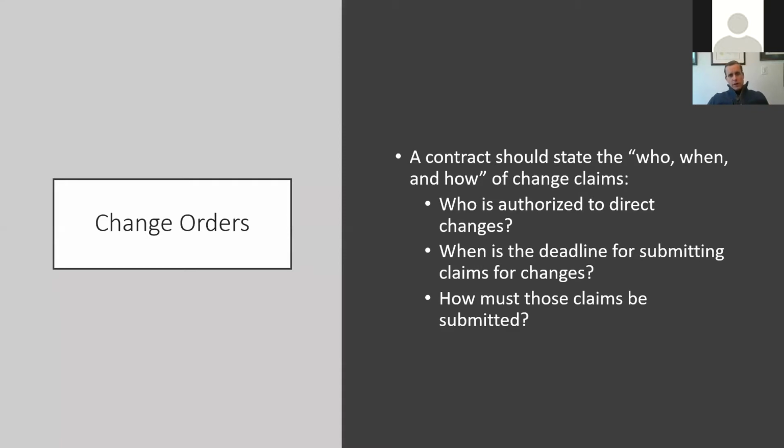So now that you have an understanding of when you might not be able to recover additional cost and additional time for change orders, you move on to the change order clause, and it's just like the main contract itself. When we're looking at change order clauses, we're asking who, when, and how of change order claims. So you want to find out who is authorized to direct changes, what are your deadlines to submit change order claims, and how must those claims be submitted.